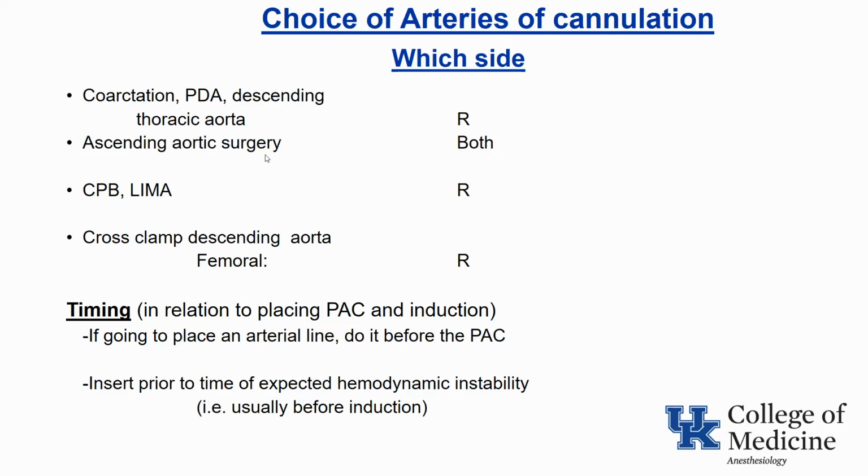Anesthesiologists should consider which side you should use. If they're going to do operations near the left subclavian, such as coarctations, PDA, thoracic aorta, then you ought to be on the right side. If they're operating on the ascending aorta, I personally use both sides. If they're doing LIMAs, some prefer the right side. If they're going to cross-clamp the descending aorta, you need to use the femoral. In my opinion, if you're going to place a pulmonary artery catheter and going to induce the patient, I prefer placing the arterial line before induction and before doing the pulmonary artery catheter.